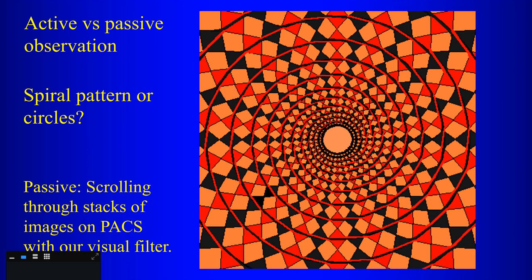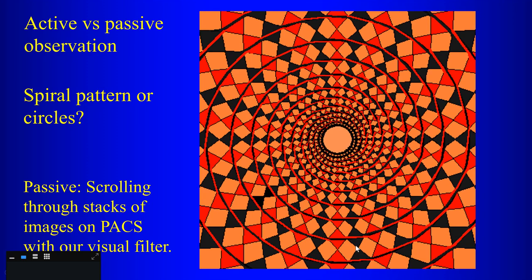There's also a difference between active and passive observation. If I ask you if this is a spiral pattern or a series of circles, well, just passively, as you kind of look at that, it looks like a spiral. But if you look at it actively, where you actually trace it around with your eyes, you will see that each one of these is really a separate circle. So that's the difference between active and passive observation.